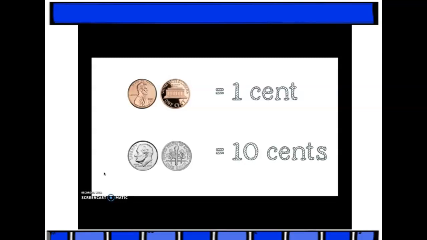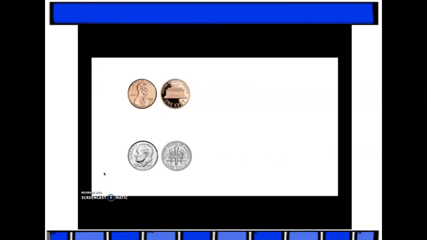All right, anyway, why are we talking about dimes and pennies again? Oh yeah, right. It's going to help us when we're talking about place value. Well, since pennies are worth 1 cent and dimes are worth 10 cents, in this case today, our pennies are going to be like our ones, and our dimes are going to be like our tens.